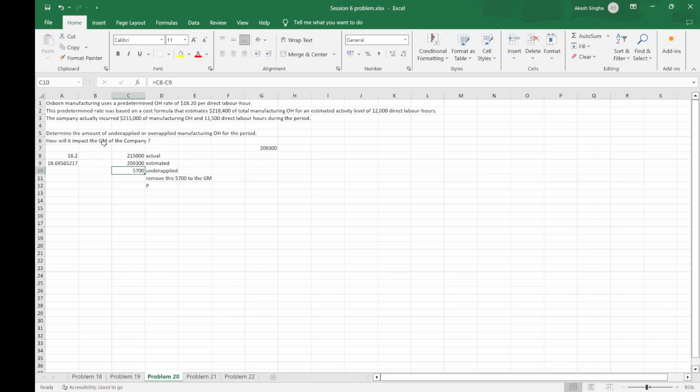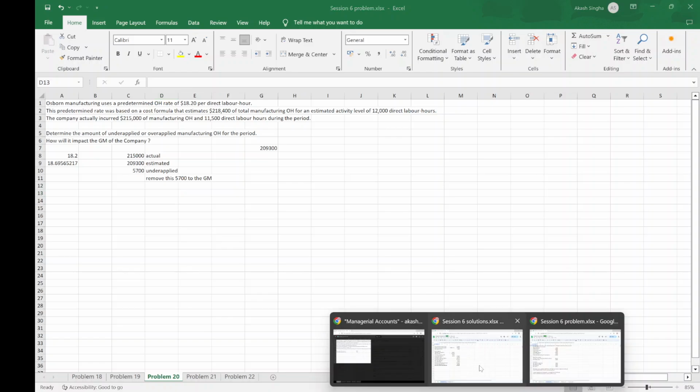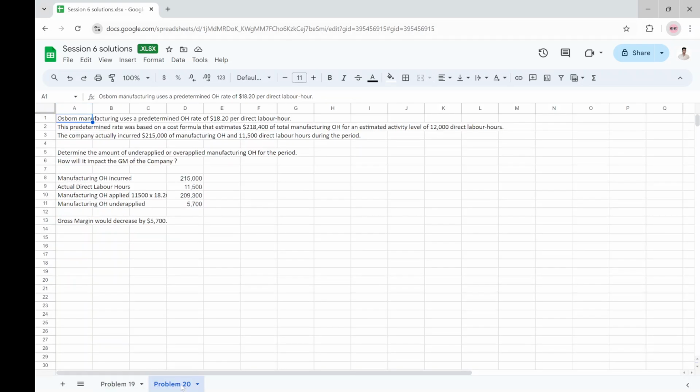How will it impact the gross margin of the company? So we have to remove this 5,700 from the gross margin because whatever we expected, we incurred a much higher cost. So we have to remove it because we undervalued the cost. Let's see what I'm saying. Yep.